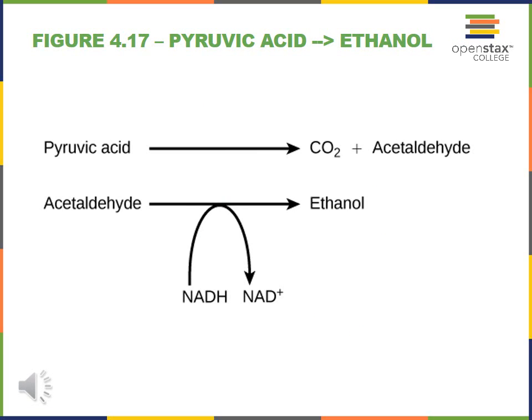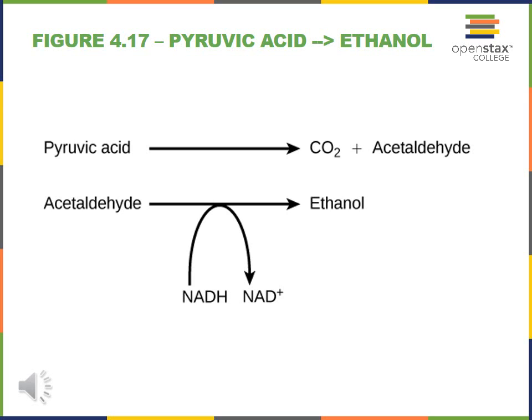This is basically how we get alcohol. This is the second type of fermentation. It's the alcohol fermentation process. And basically, pyruvic acid is going to yield carbon dioxide and acetaldehyde, and the acetaldehyde will remove the NADH and form NAD plus, and so we're getting rid of that, and then the byproduct is ethanol.